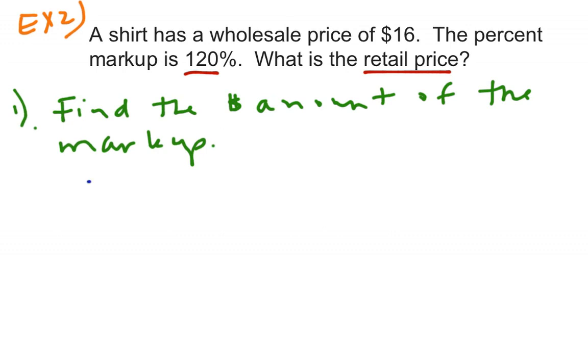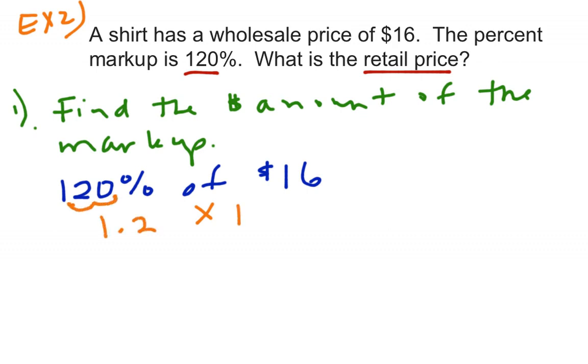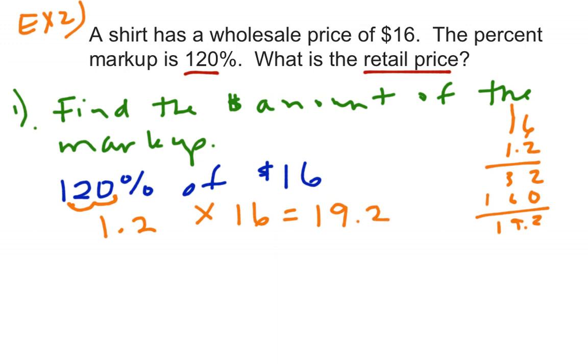All right, so I've got my original price of $16. And I'm going to take, or I should rewrite this, the percent first. So I'm going to take 120% of my wholesale price of $16. As we know, of translates to multiplication. 120% is useless to me when I multiply, so I have to move my decimal point and change it into a decimal of 1.2 and then multiply by 16. And over here in my side work, I ended up with 19.2 when I did that multiplication. So that is my markup.